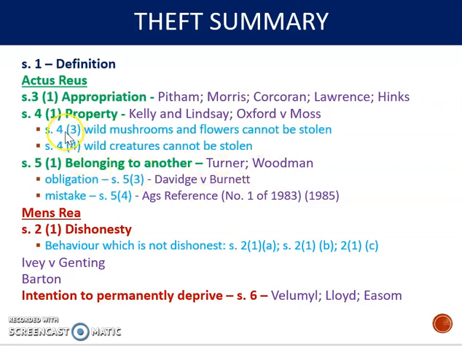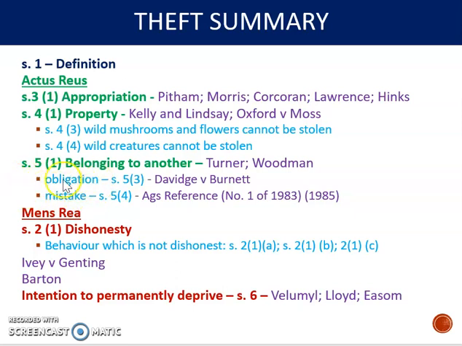And a bit like Section 4, we've got some special subsections here. Property received under an obligation, Davidge and Bene, and property received by mistake, AG's reference. These again often come up in scenarios in the exam, although not for us today in our scenario.